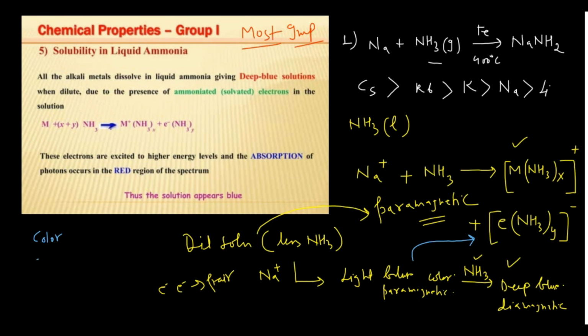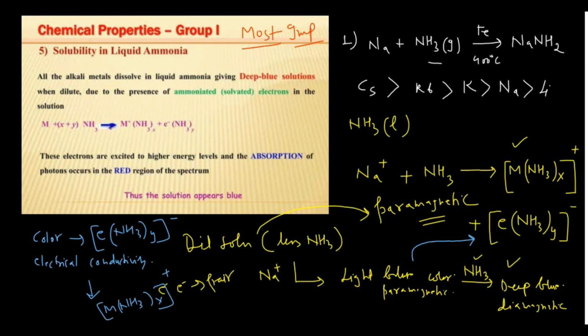So I can write color and electrical conductivity. Color is due to the ammoniated electron, and conductivity is largely due to the cation along with the ammoniated electron. Both are contributing factors. You must be wondering why I am not giving the values of x and y, which I am using frequently in the equation. The values of x and y depend upon the solvation by the ammonia. It varies with the concentration. This is again a very important point.